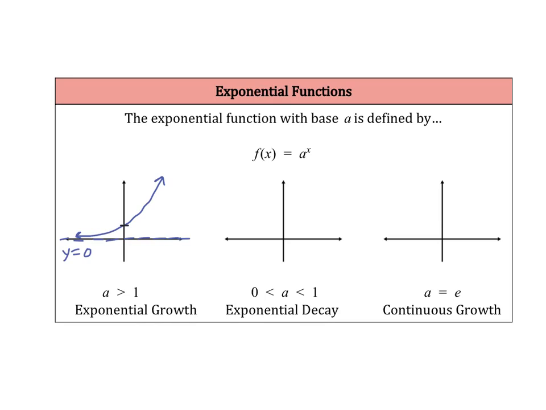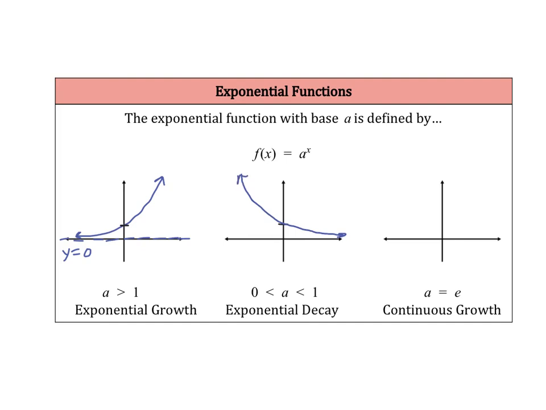So the second type of exponential function you might see is exponential decay. So that happens when your a value, your base, is between 0 and 1. So this graph is still going to go through the point (0, 1). However, it's going to be like this. So it's going to decrease as x approaches positive infinity.